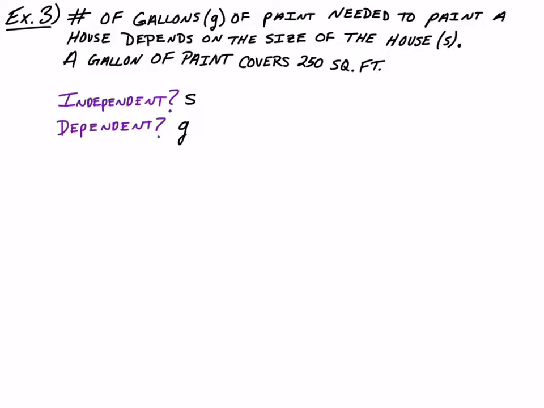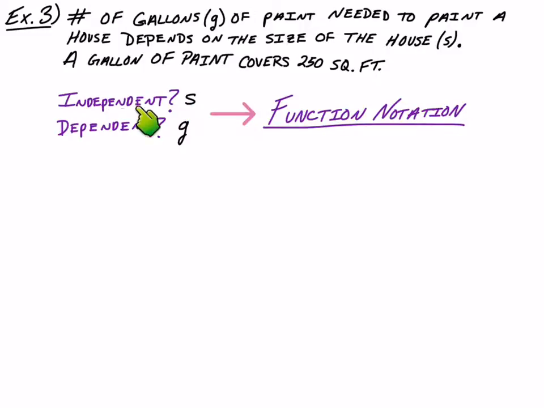So the first thing we're going to do is try to express this using function notation, like that y equals f of x stuff, except we don't have x and y here. We have s and g. So if s is our independent variable, remember before that was x, that's the thing that we're plugging in. So instead of f of x, we have f of s. We're plugging in the independent variable, and our output, in this case, would be g, the dependent variable. So in function notation, f of s equals g.